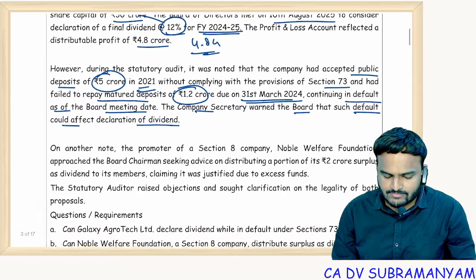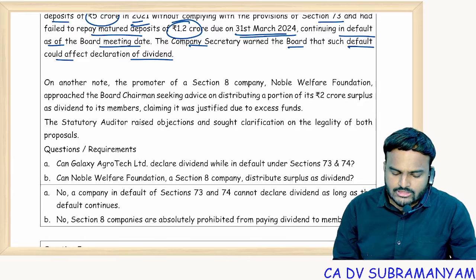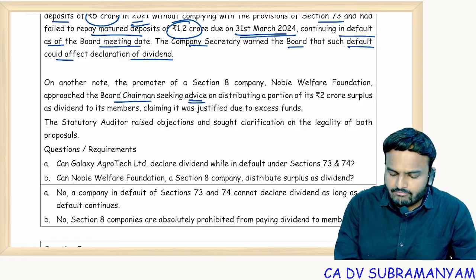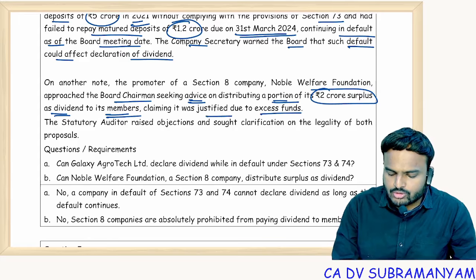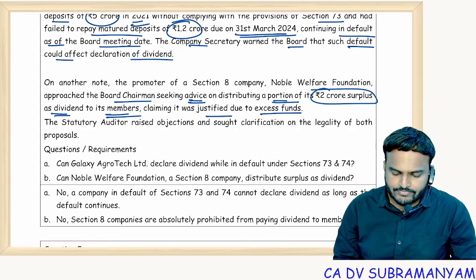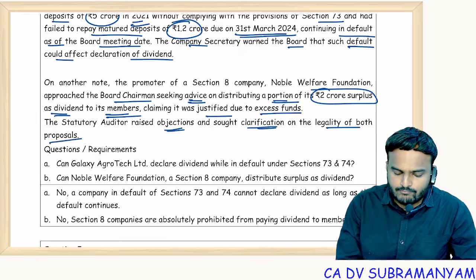73-74 sections. On another note, promoter of Section 8 company, Noble Welfare Foundation, approached board chairman seeking advice on distributing a portion of its 2 crore surplus as dividends to its members, claiming it was justified due to excess funds. The statutory auditor raised objection and sought clarification on the legality of both the proposals.